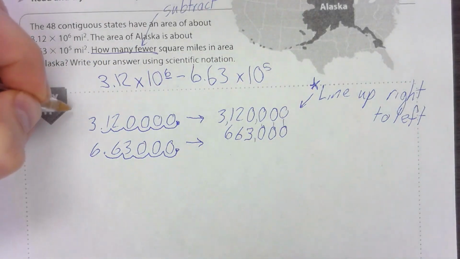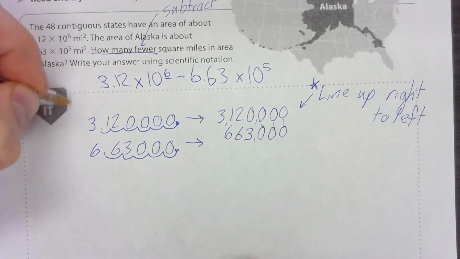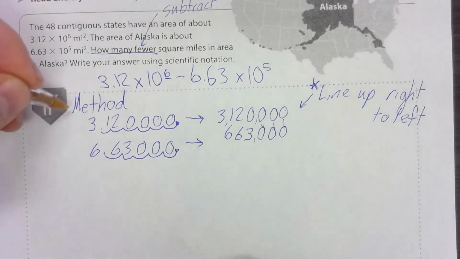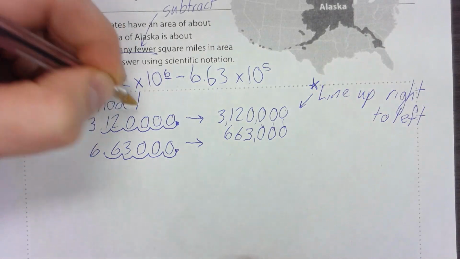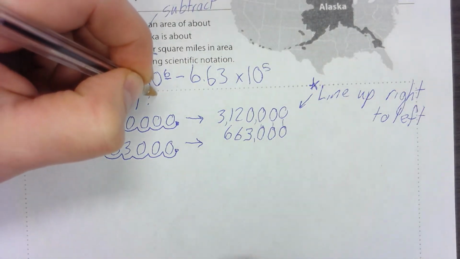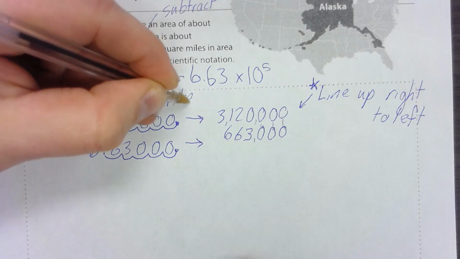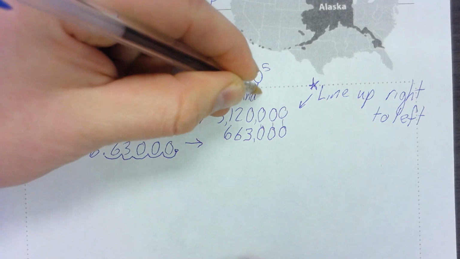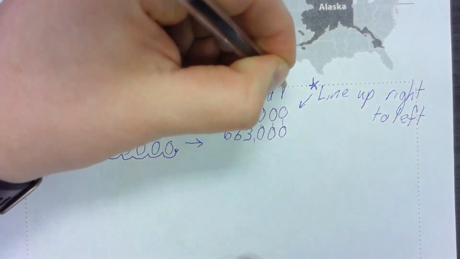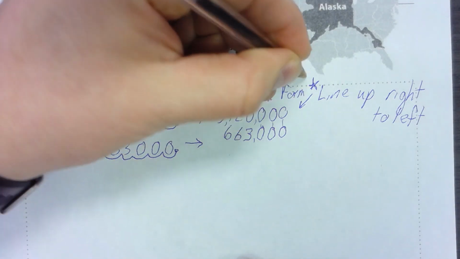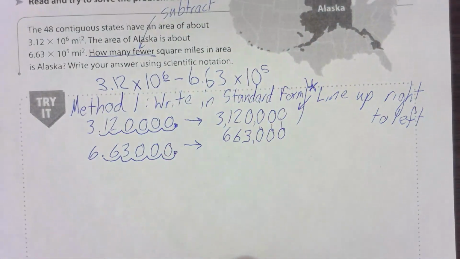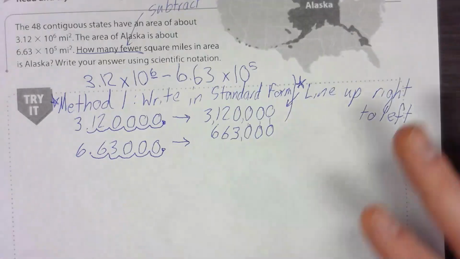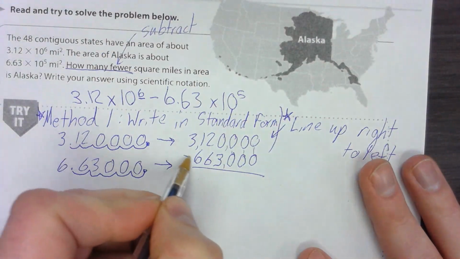I should say method 1, and if you don't have room to write this, just write it somewhere else. Method 1, write in standard form. Okay? Write in standard form. This is our first way of doing this. We're going to write it in standard form. Okay, we've got our subtraction problem now. We knew this is subtraction.